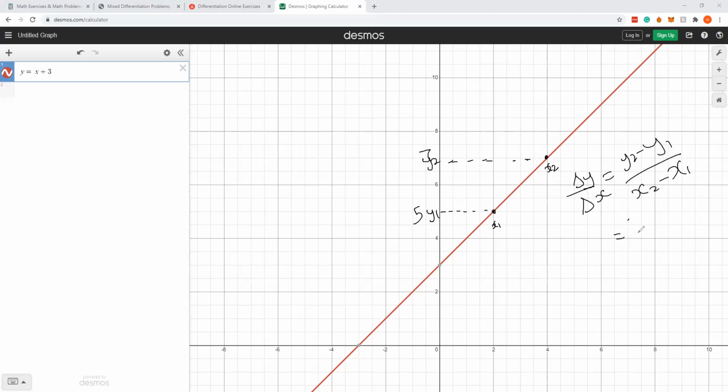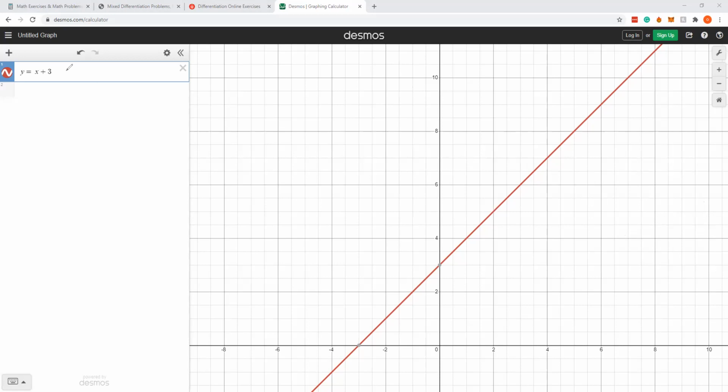So it should be 5 and it should be 7. So we have 7 minus 5 over 4 minus 2, which is 2 over 2, 1. Our gradient is 1. Which is fairly simple, finding the gradient of a straight line.